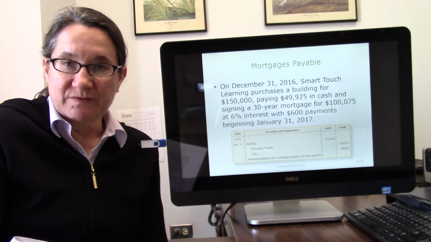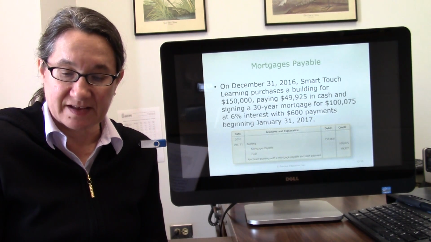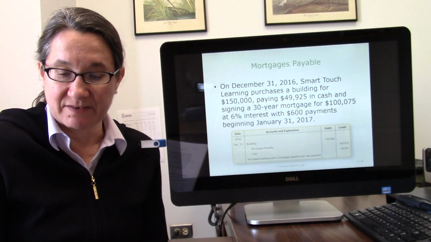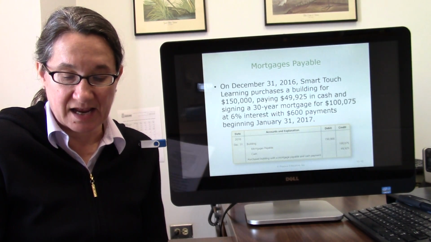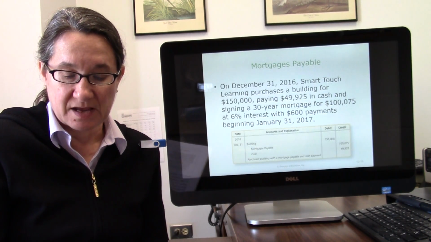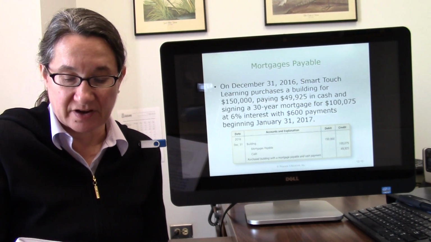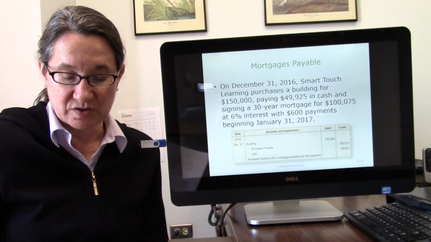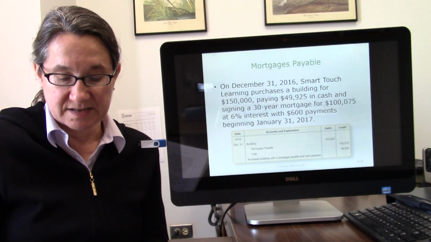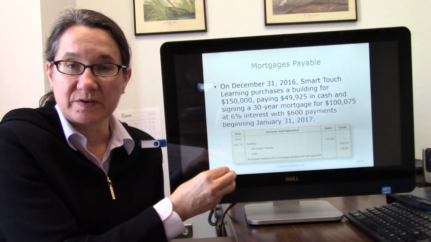Assume that on December 31st, 2016, Smart Touch Learning purchases a building for $150,000. They pay $49,925 in cash and sign a 30-year mortgage for $100,075, taken out at 6% interest, that is payable in $600 monthly payments, which include principal and interest beginning January 31st, 2017.